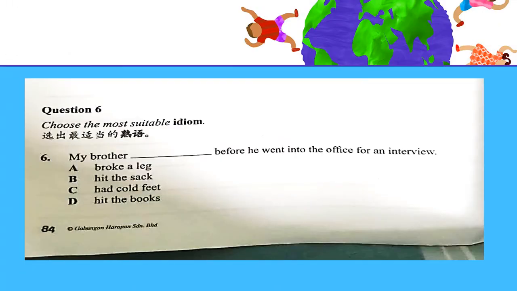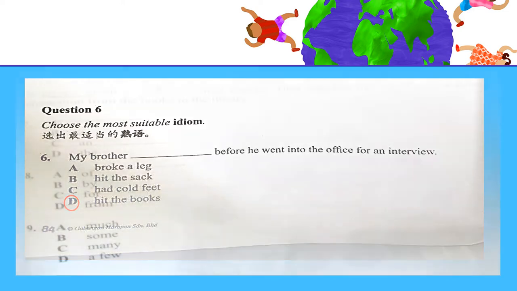For number six, my brother, before he went into office for an interview. Okay, so what is an interview? An interview is like a test. So whenever you see the word interview, a test, an exam, the answer here is hit the books. Hit the books means you are studying. Before you go to the test, before you go to the interview, you are studying. Broke a leg means good luck. So you use it before you go to the interview, meaning you are wishing him good luck. For B, hit the sack means sleeping. And C, had cold feet, means you are scared. So the answer here is D.